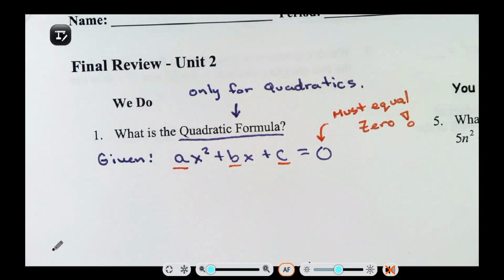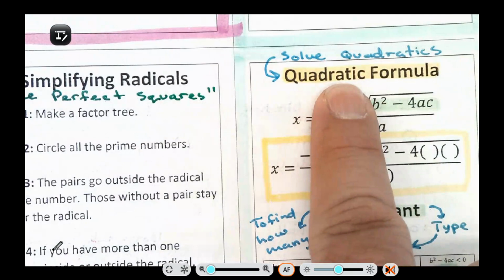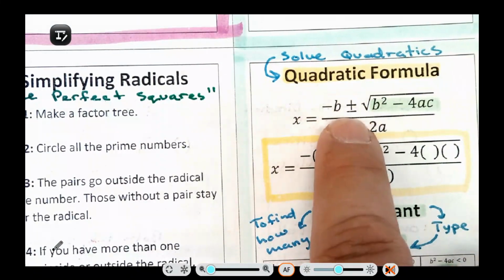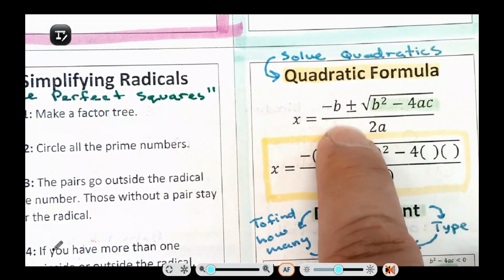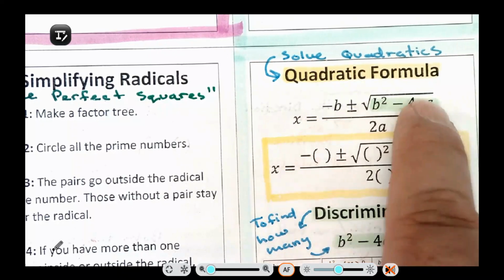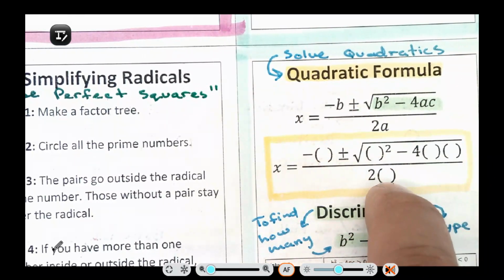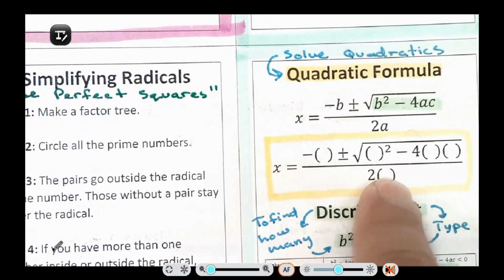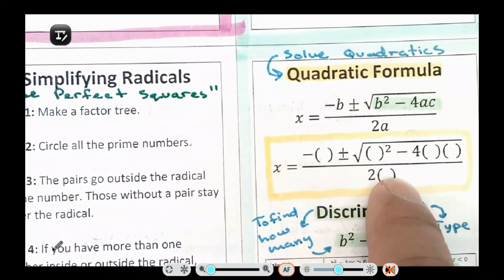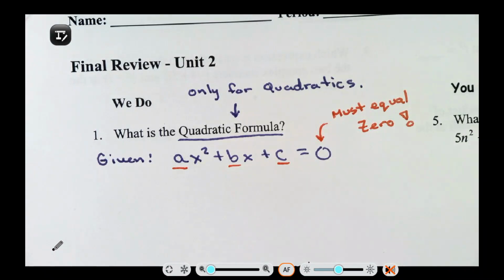And so here is the quadratic formula. Again, it's in your word wall for unit number 2. This is used to solve quadratics, as we already said. But here it is, the quadratic formula. Just remember, for every letter that you see, you should have an empty parentheses because it is a formula, and we use formulas for one thing, and that's to plug numbers into them. So I'm going to write it out here.